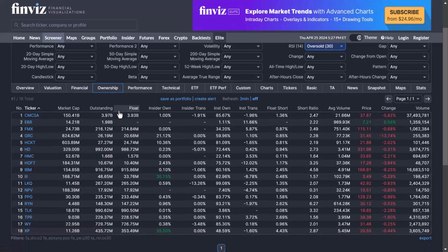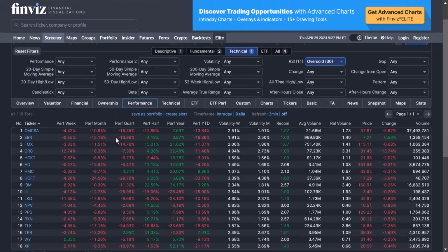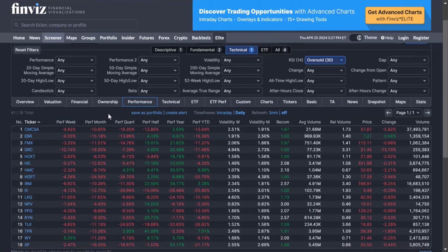This lets you see some information about the share structure as well as what percent of shares are owned by institutions and insiders versus the general public. Now, swing traders and active investors operating on shorter timescales are going to be really interested in this performance tab. This is where you can see performance over multiple timescales as well as relative volume in the past 24 hours.